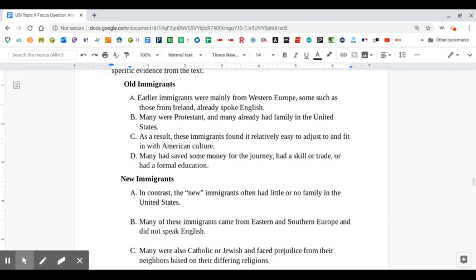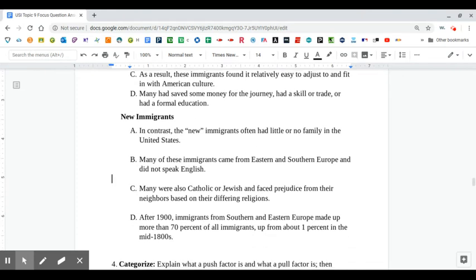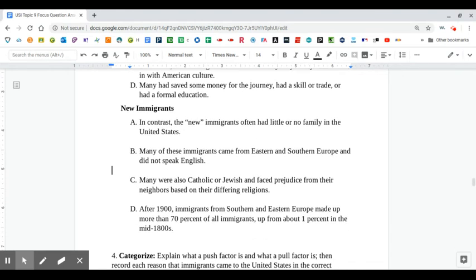In contrast, the new immigrants during the later 1800s often had little or no family in the United States. When they entered the United States, coming from Eastern and Southern Europe, they often spoke a different language. You had people from Germany, from Poland, from Italy. They spoke a different language. Also, many of those coming in were now Catholics or Jews, and as a result, they faced a lot of religious prejudice from the Protestants who had settled here for a long period of time.